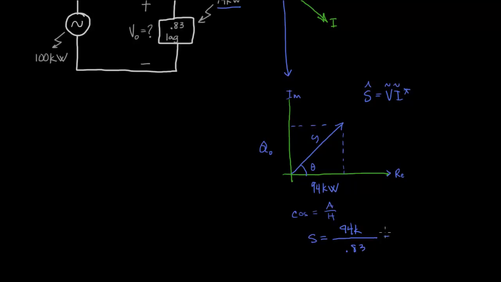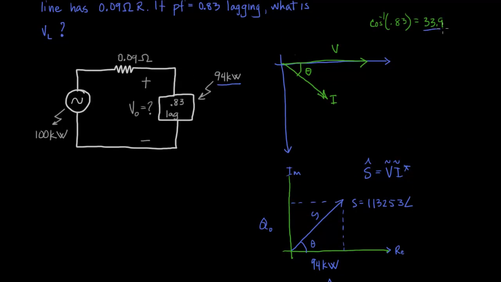So plug in 94,000 divided by 0.83, and you'll get a number close to 113,253. So I could say then that S equals 113,253 at an angle of 33.9. So this triangle is completely solved.